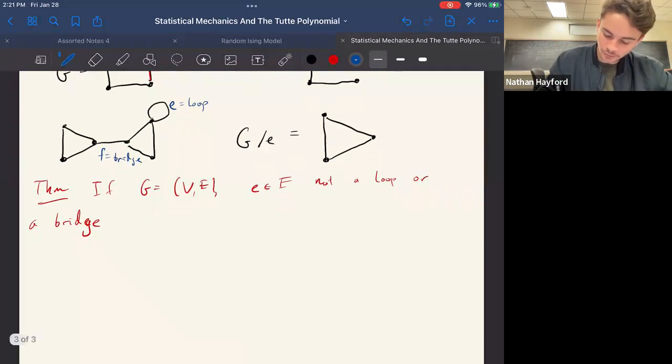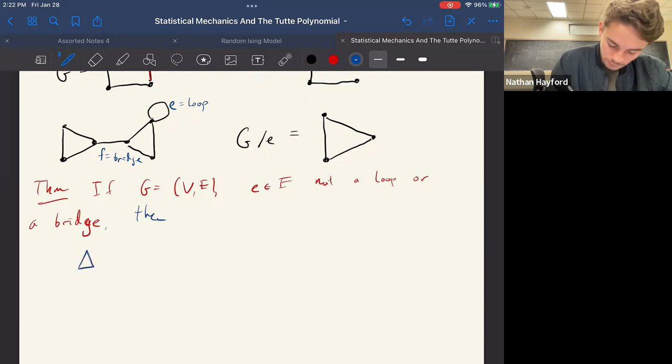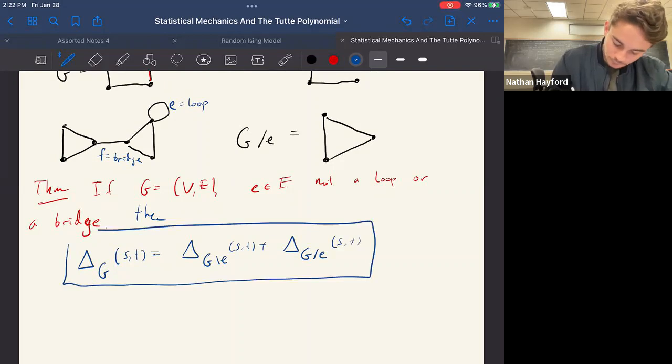So if G is a graph and E is not a loop or bridge, then the Tutte polynomial, what was I calling it before? The Tutte polynomial of G is the same as the Tutte polynomial of G minus E, plus the Tutte polynomial of G quotiented by E. So this is called the deletion contraction relation.